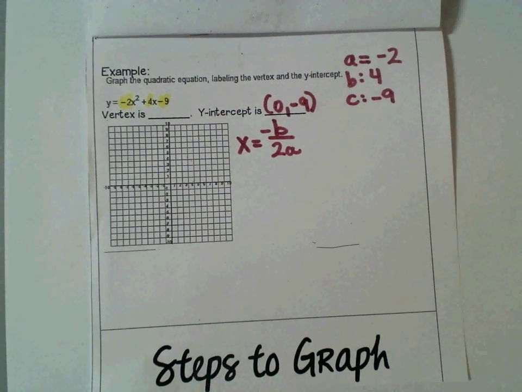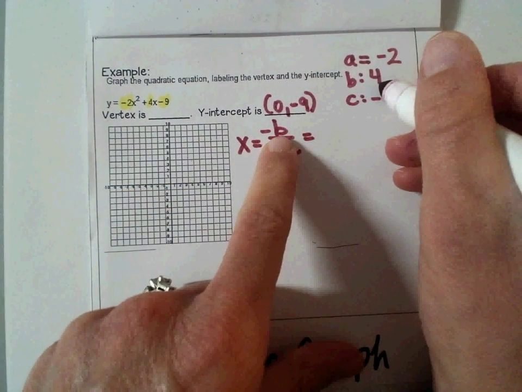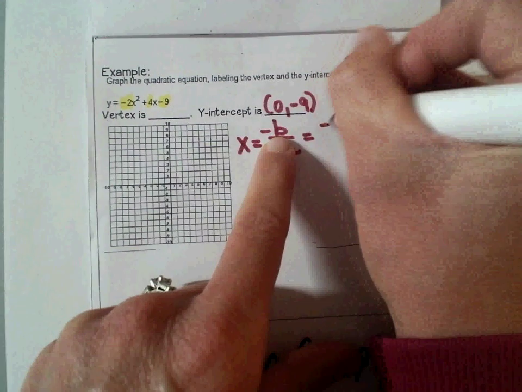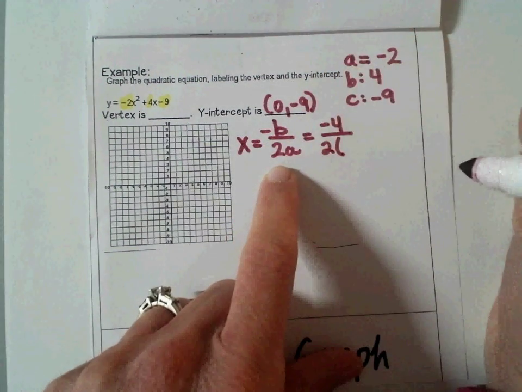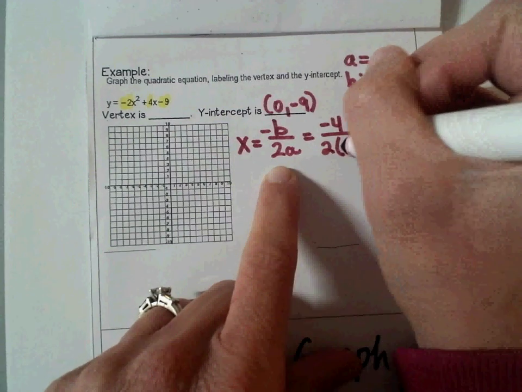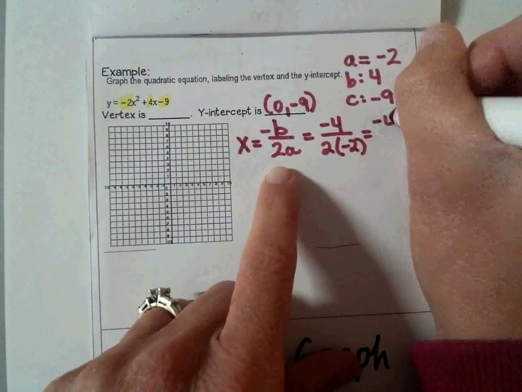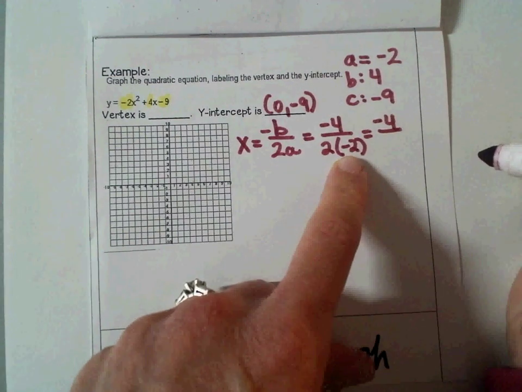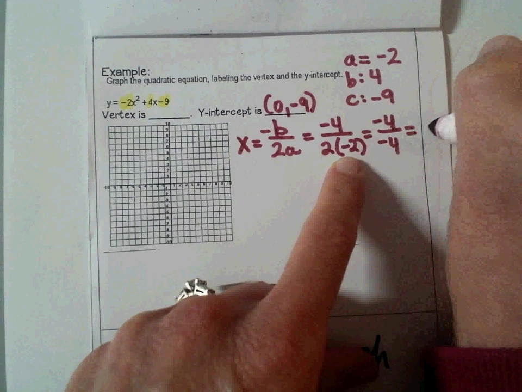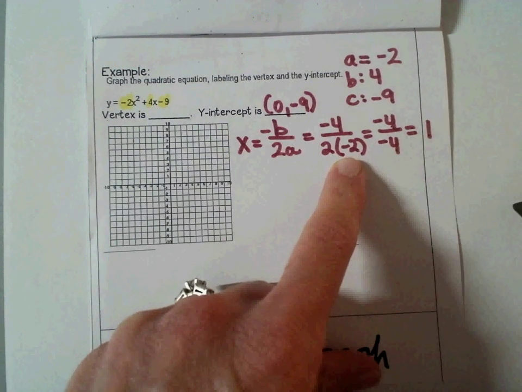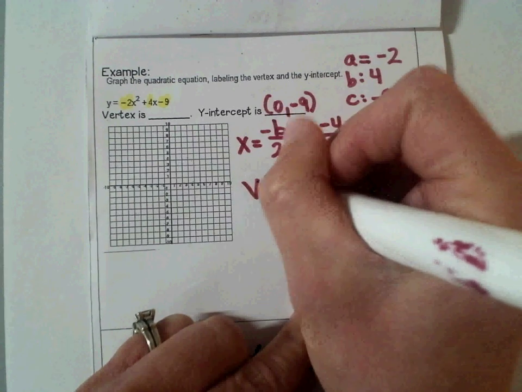So here we go. Opposite of b, well, b is what? 4. So it's going to say -4 divided by 2 times a. And a is how much? -2. All right, so that makes top is -4. What's 2 times -2? -4. What's -4 divided by -4? 1. +1. Good.